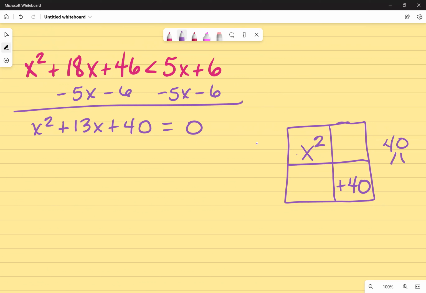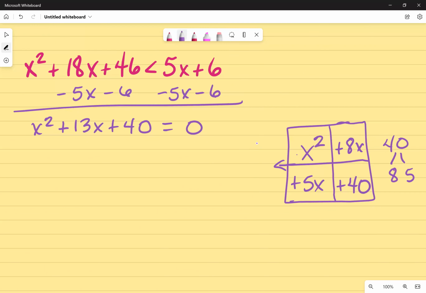What two factors will multiply to give me a 40 and add to +13? Well, we know 8 plus 5 is 13, and 8 times 5 is also 40. So I don't have to adjust the signs. I'm good. Plus 8x and plus 5x is what will go into the boxes.